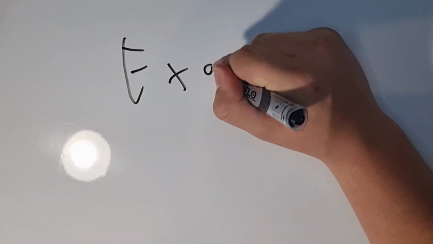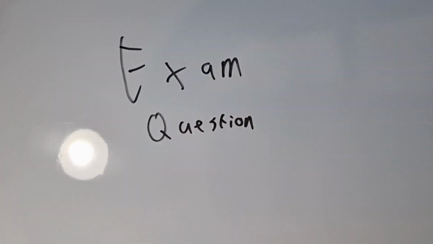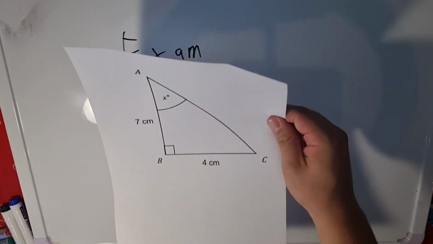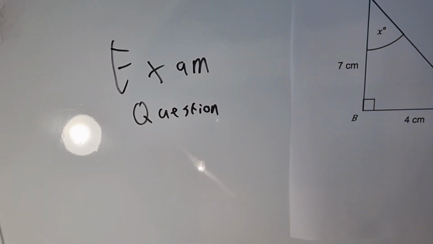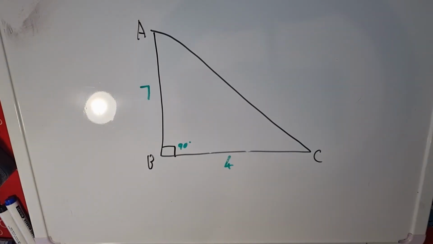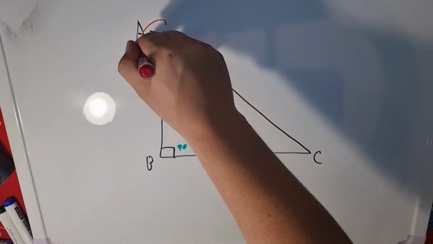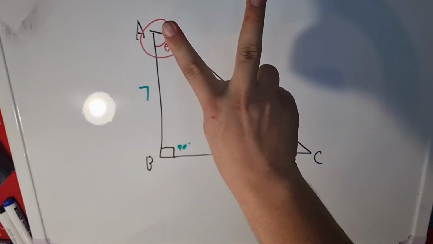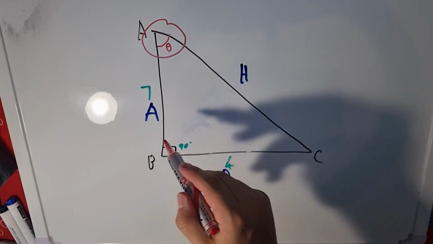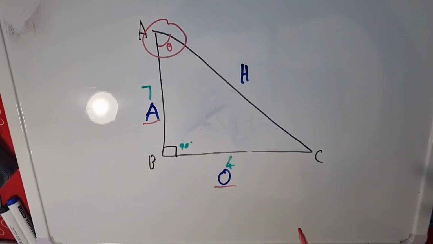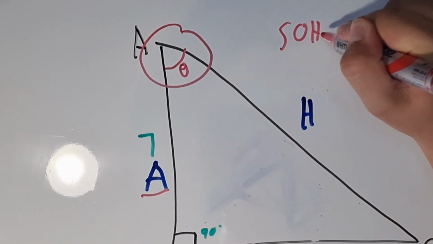Let's apply this strategy to an actual exam style question. So, here is the exam style question I have chosen, but this will obviously apply to anything you are doing. Step 1, circle the angle. Step 2, label opposite, adjacent, and hypotenuse. In this example, we are given the adjacent and opposite, and we need to calculate how big the angle is.